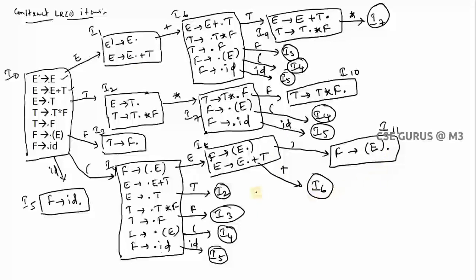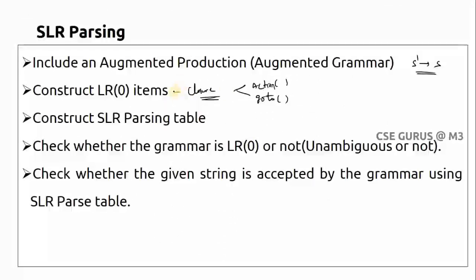If there is any item which is repeated, you directly write it without further derivation. Like here, if I take T, it is similar to I2, so directly I have written I2. I don't want to write this again. So this is what we call construction of LR(0) items. So this is about LR(0) items.